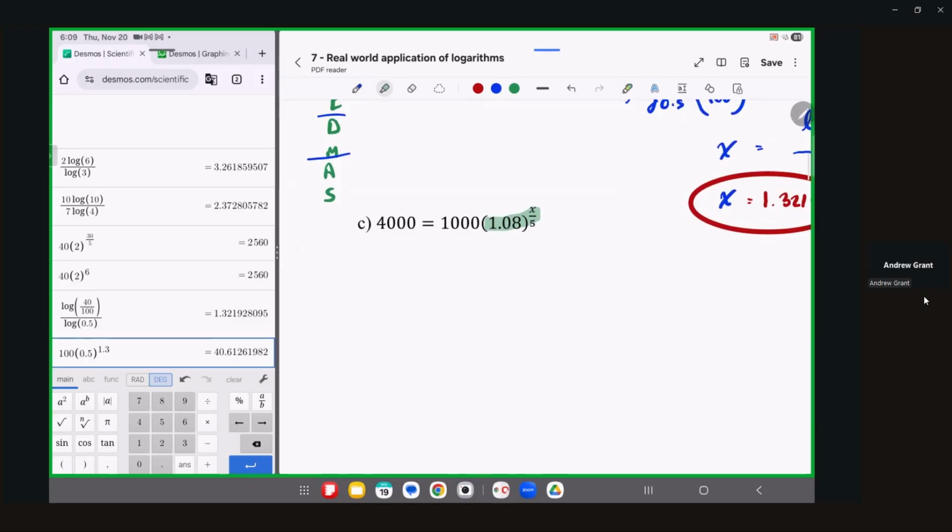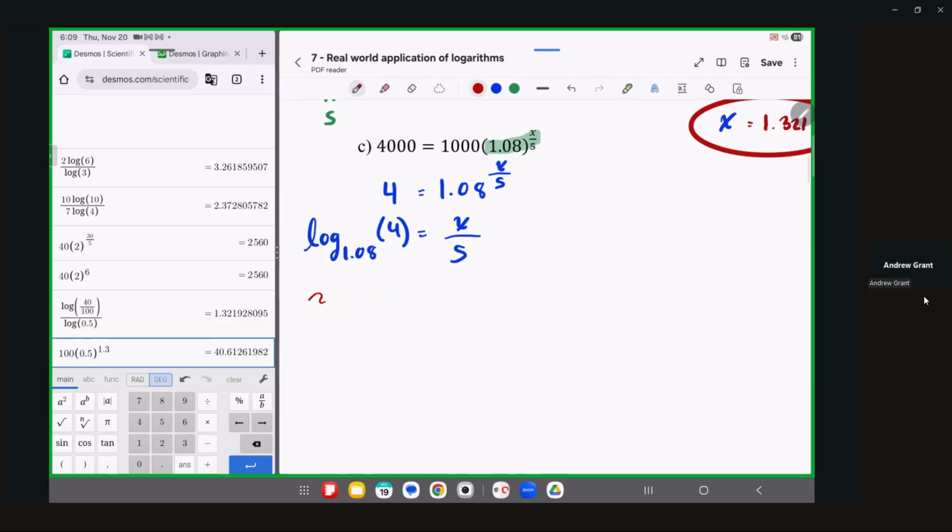So first thing we want to do is divide both sides by 1,000. So 4,000 divided by 1,000 is going to be 4, is equal to 1.08 to the power of x over 5. Using the change of base formula, we end up with log base 1.08 of 4 is equal to x over 5. Multiplying both sides by 5 yields that 5 times the log base 1.08 of 4 is our x value.